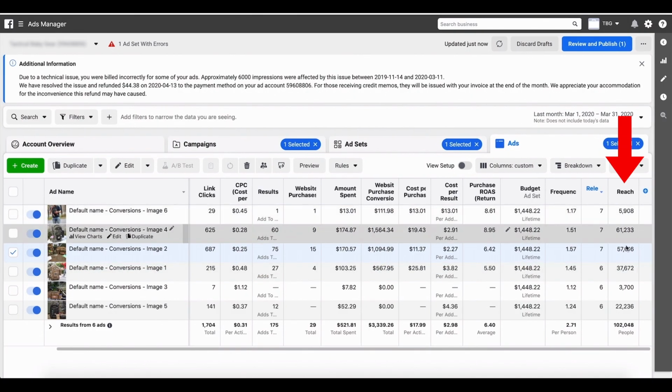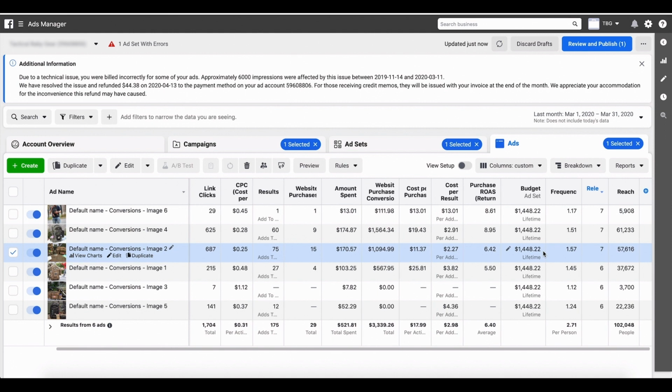This is a good one to understand, because if you know the audience size when you set your Facebook ads up, and you know that it's 1 million people or 2,000 people or whatever, you can see how many people this ad has reached to know if you have saturated that audience or not. So that's why I look at these particular metrics in this order.